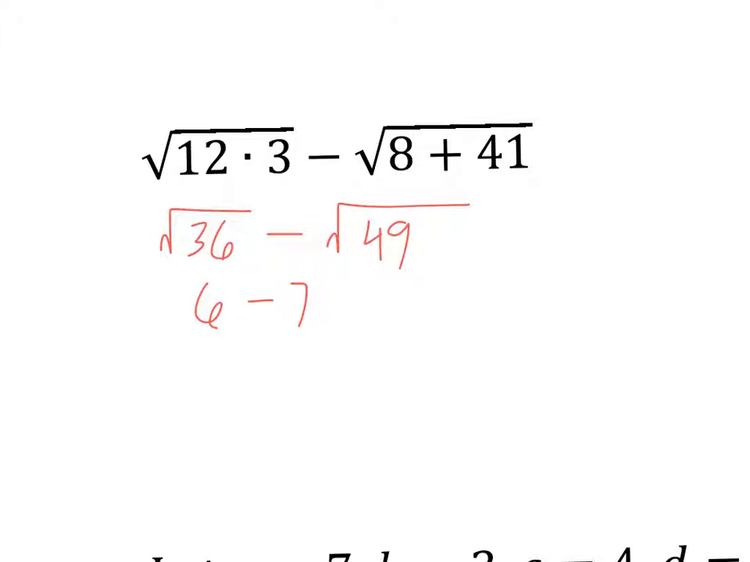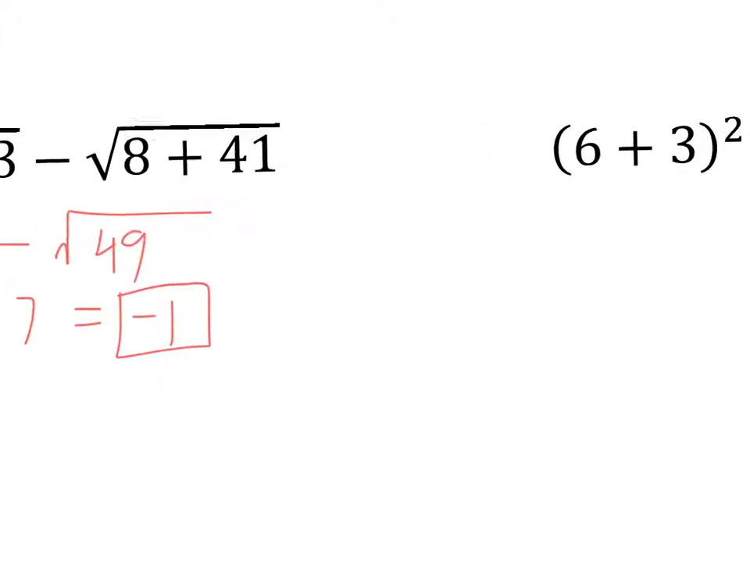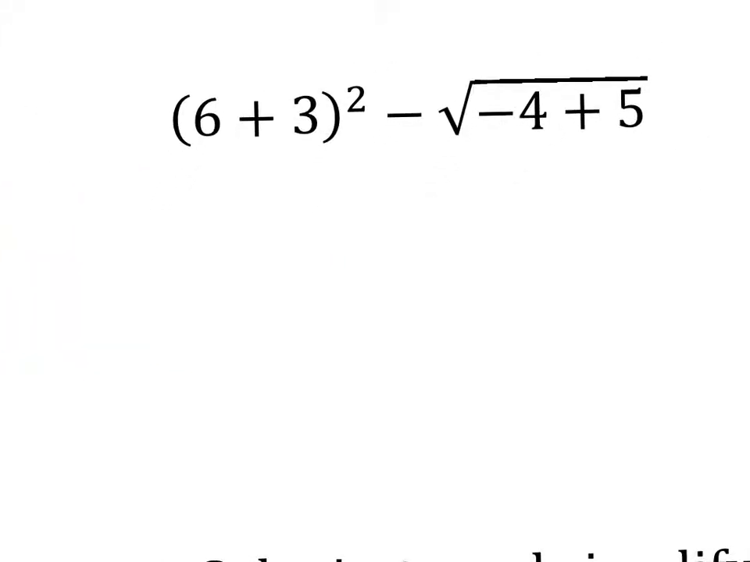And then we end up with 6 minus 7, which equals -1. And that is our final answer for this one. Okay, let's look at one more of these.